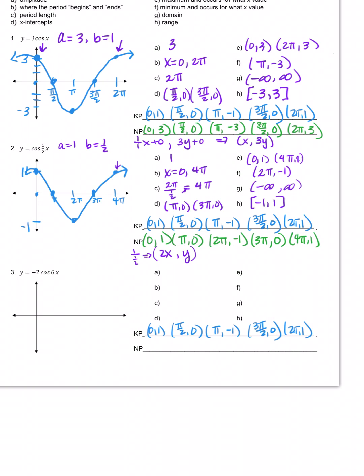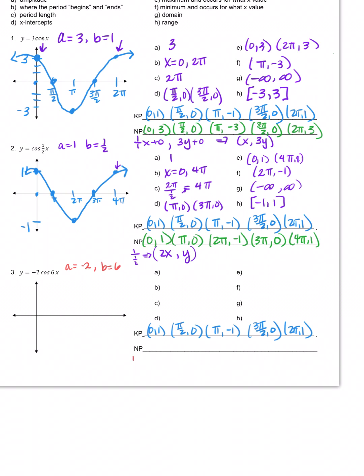Okay, let's look at number 3. A is negative 2. B is 6. So it's very similar to what we just did. Pause the video, try it yourself. If you still need support, just keep listening. But you can try it and fast forward as you wish. Let's see what happens here.